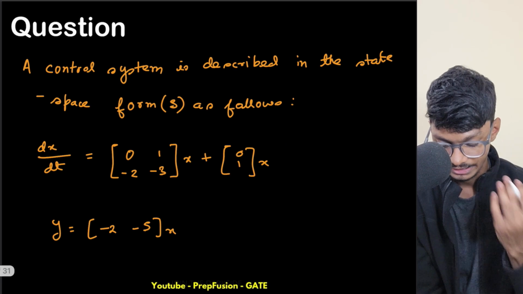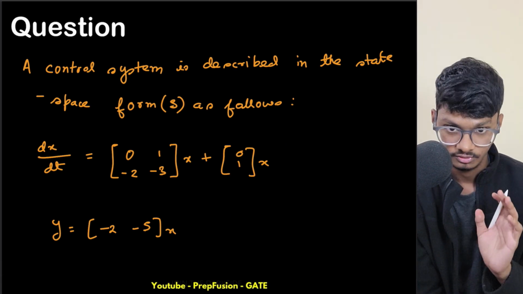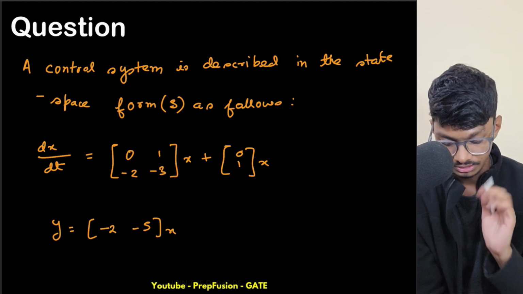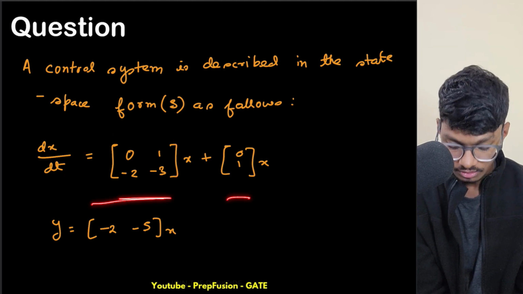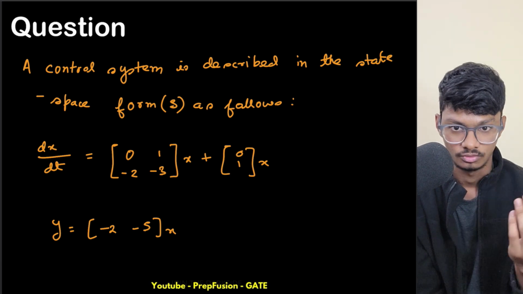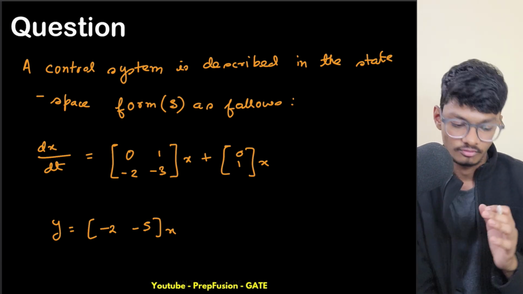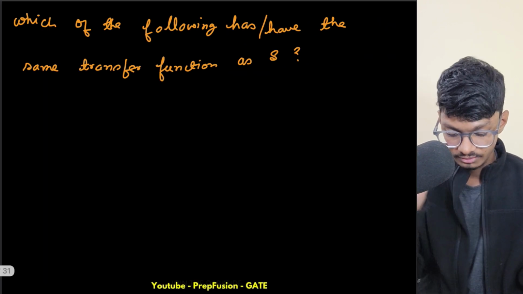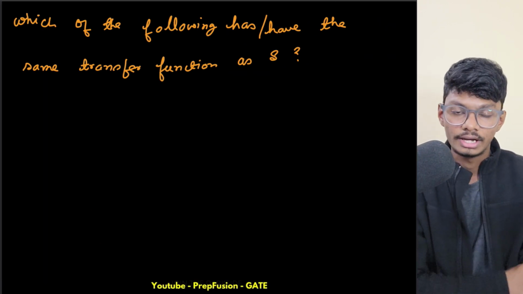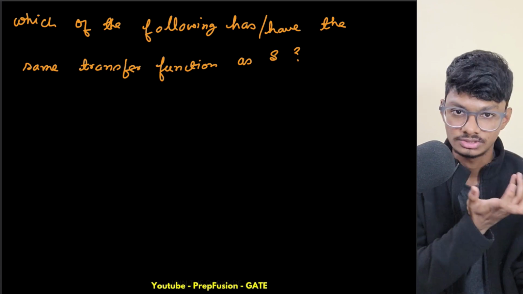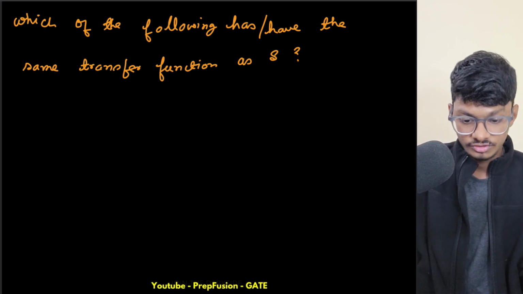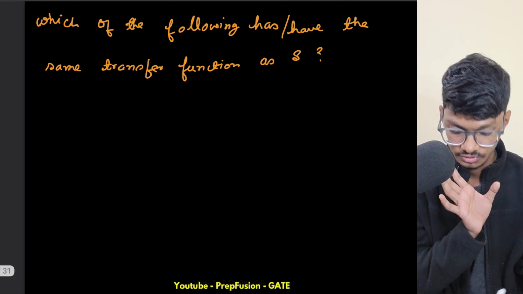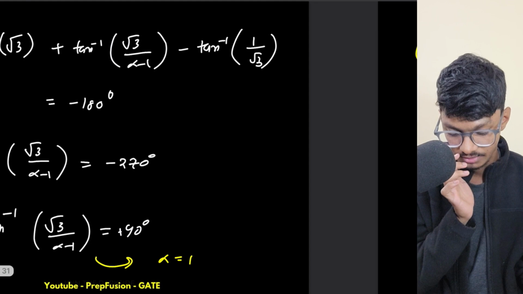So this was one question. Another question, I don't have the proper data for this one. A transfer function question came up from the state space equation. I don't know if this matrix is correct or not. I'll just show you the method, the rest is up to you. What I recall is that you have been given a state space representation and 4 options. I don't know if it was MSQ or not. You have to check which of those 4 has the same transfer function as this state space representation.